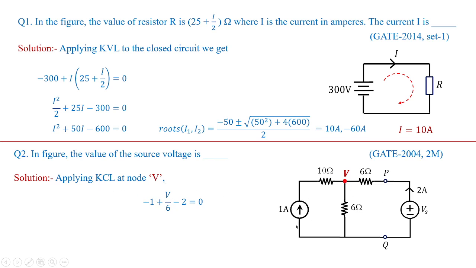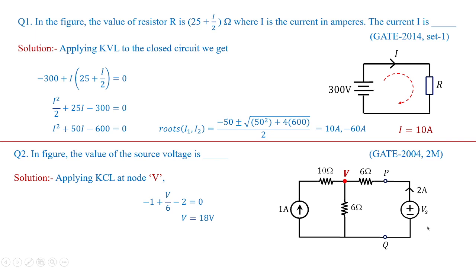See how I have applied KCL over here. At this node, 1 ampere is incoming. So minus 1 ampere plus V by 6 is the other branch current, and you have minus 2 amperes coming towards V, which is equivalent to 0. With that, we get V equal to 18 volts. How? V by 6 is equal to 3, and V equals 3 into 6, which becomes 18 volts. Now we know the value of V.